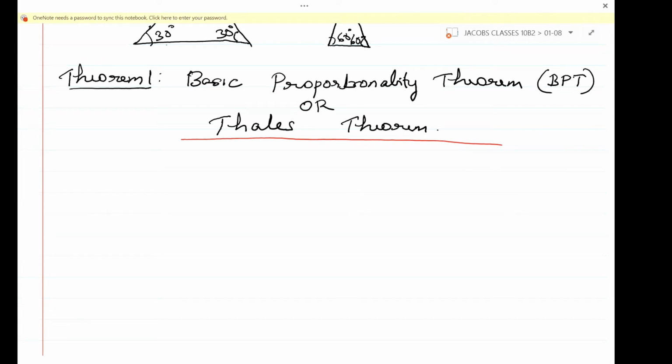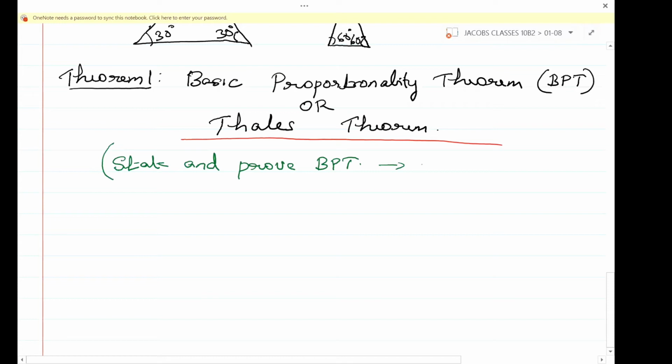So please write. The question will be like this: state and prove basic proportionality theorem. This is the form of the question. State and prove basic proportionality theorem, BPT. And it is a 4-mark question.